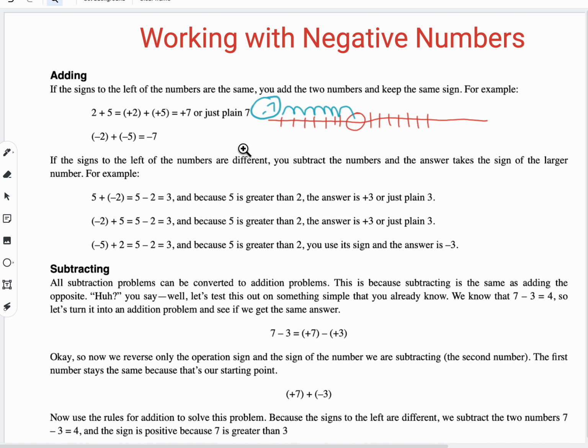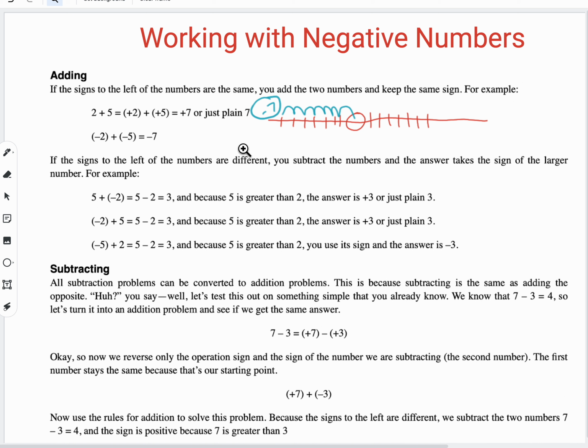What if we have negative 5 plus positive 2? Again, we take away the 2 from 5, leaving us with 3. However, here we note that 5 being the bigger number has a negative sign next to it, so this will be negative 3.